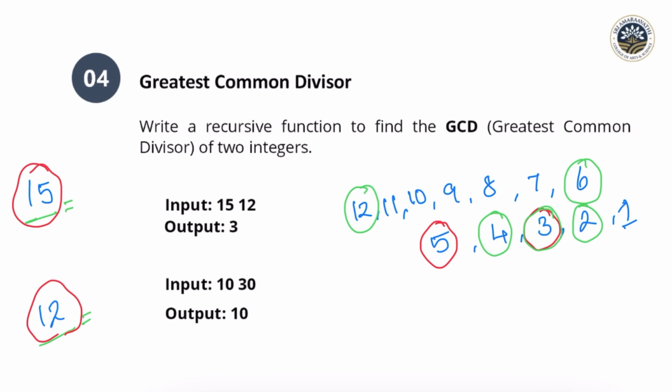I'm writing here for 15, you go with this flow. So this is descending order. Why? Because you just need the greatest common divisor, so that's why we are going with descending order. From here, for 15 you will have 5 and 3, only these elements give remainder 0. And for 12 you will have 12, 6, 4, 3 and 2.